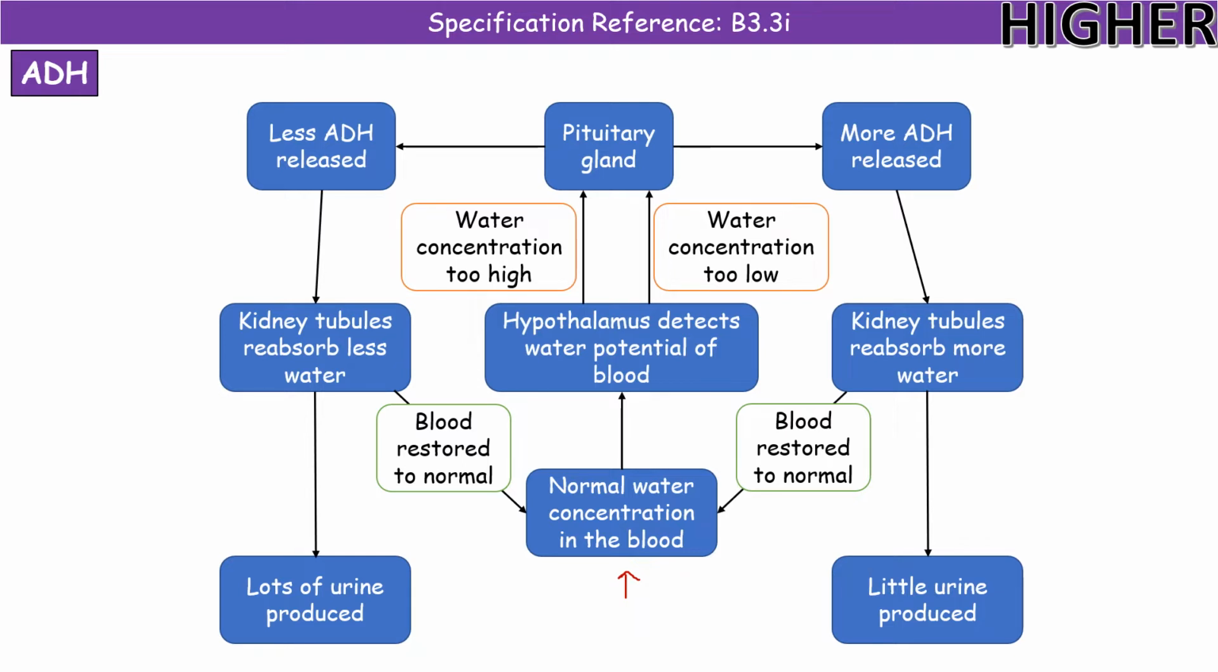If we go the other side, so this time we're going to have a high water concentration. Pituitary gland again is told to do something. In this case, it's told to release less ADH. Because there's less ADH circulating in the body, that means that we're going to reabsorb less water in our kidney tubules, blood returns to normal, and we make lots of urine because all of that excess water is then going to be filtered down into the bladder.